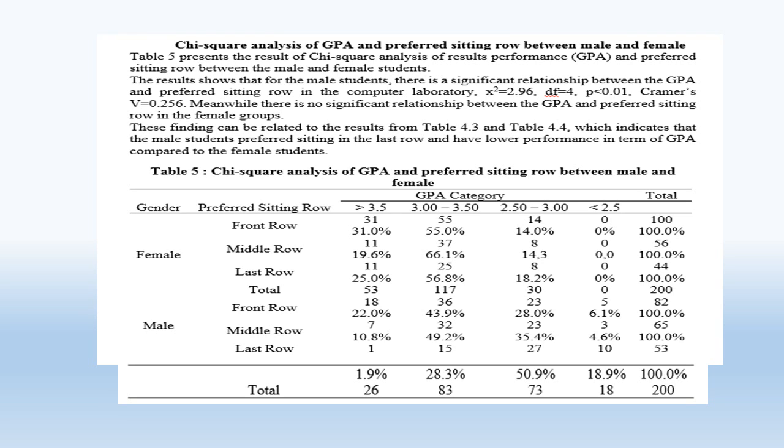This finding can be related to the results from Table 4.3 and Table 4.4, which indicate that the male students preferred sitting in the last row and have lower performance in terms of GPA compared to the female students.